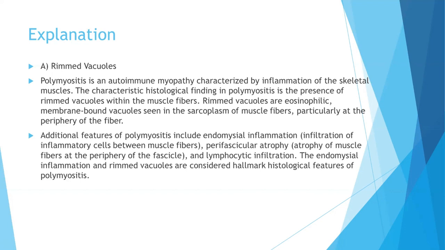Now, these features are very, very important regarding the USMLE Step 1 examination. They typically ask you the histology of polymyositis. The endomysial inflammation and rimmed vacuoles are considered hallmark histological features of polymyositis.